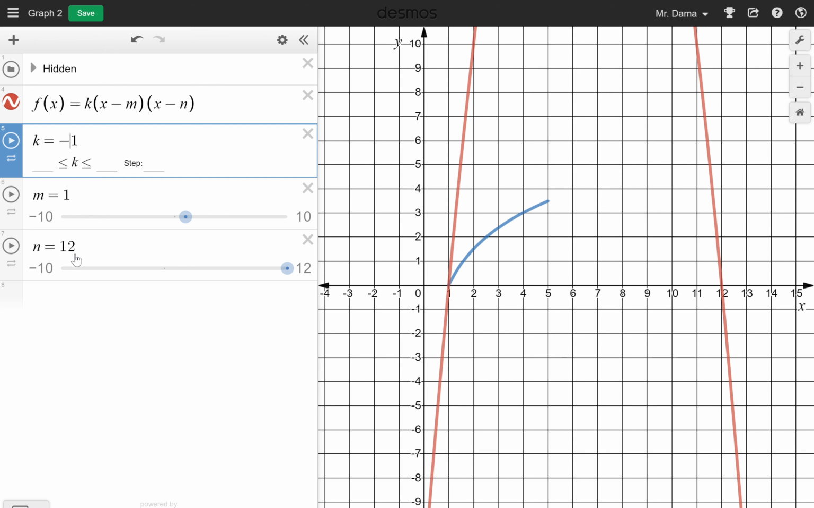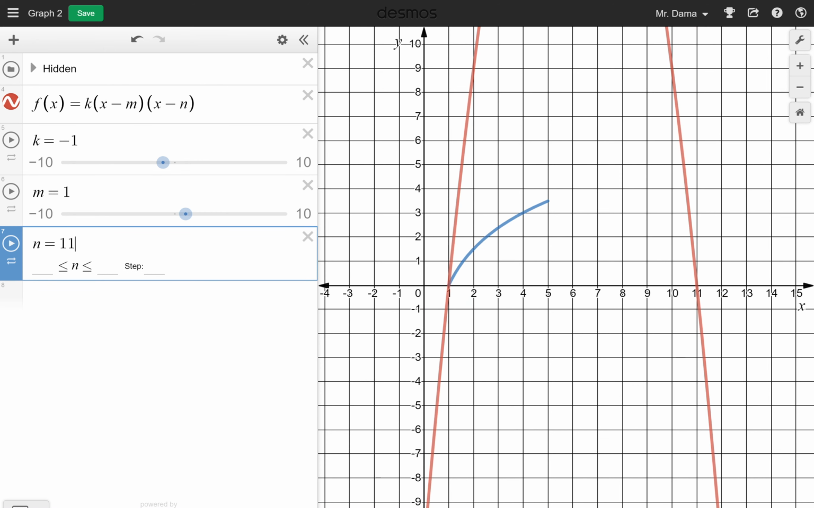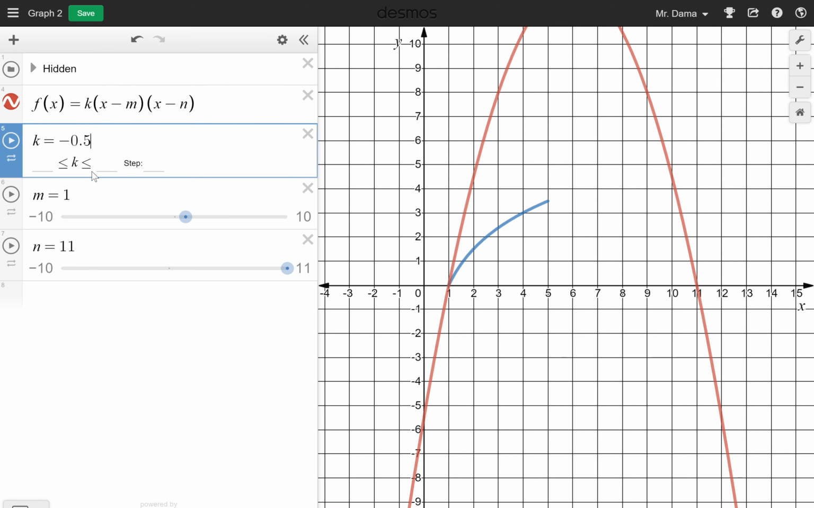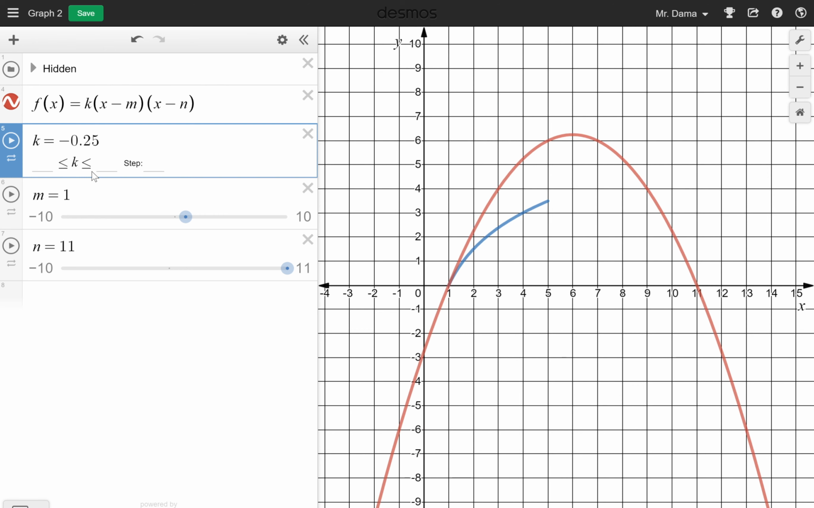Right? What I might do is I might make that just 11 for now. And you're like, Mr. Diamond, why does that make that much of a difference? It really doesn't. But what I'm going to do is I'm going to make k a little bit smaller. Okay? I'm going to make k 0.5. Does that look like the blue line? Not quite. What about if I halve it again? 0.25. If I halve it again, 0.125. Oh, hey, it kind of looks like the blue line.